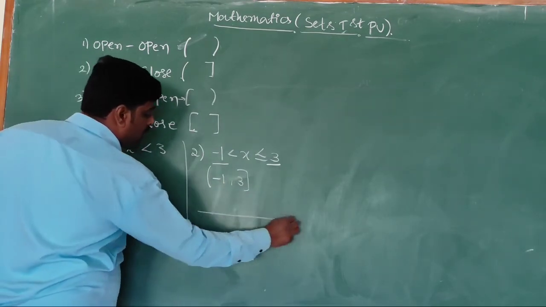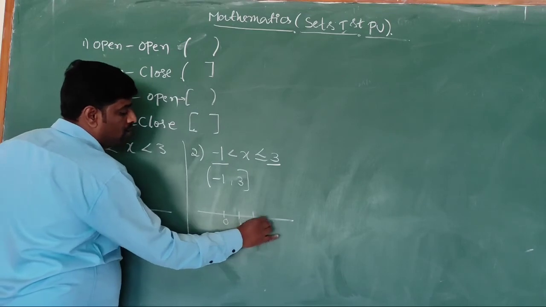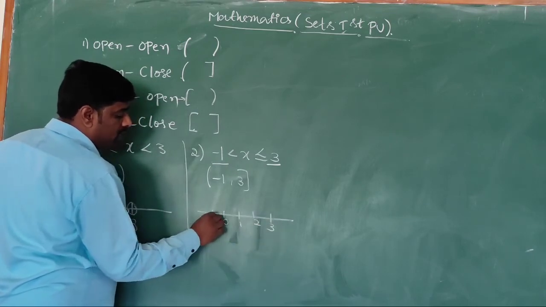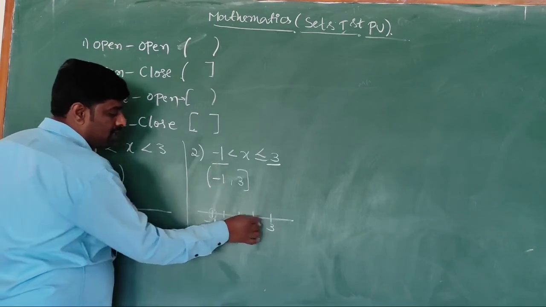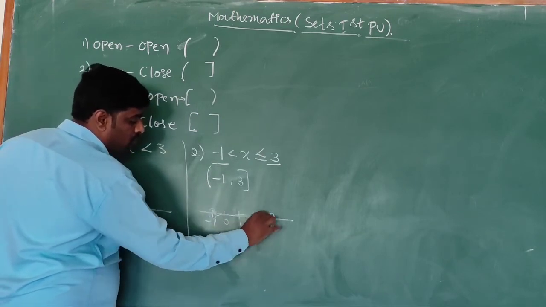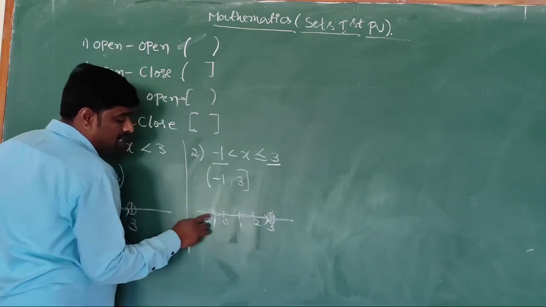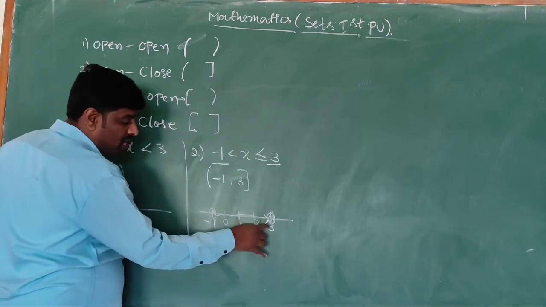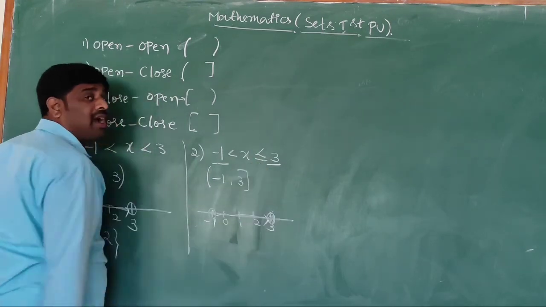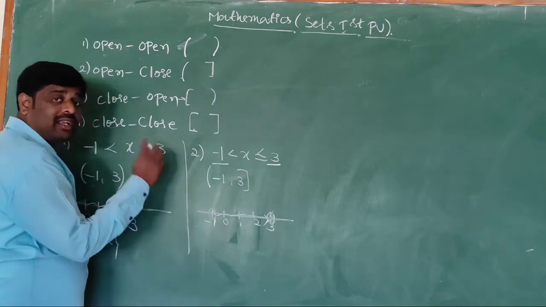So now I should write the set form. On the number line: 0, 1, 2, 3. This side is -1. -1 is open, 3 is closed. So I should shade 3. -1 is open, so I should not shade it. Shading means including that point, and without shading means excluding that point.